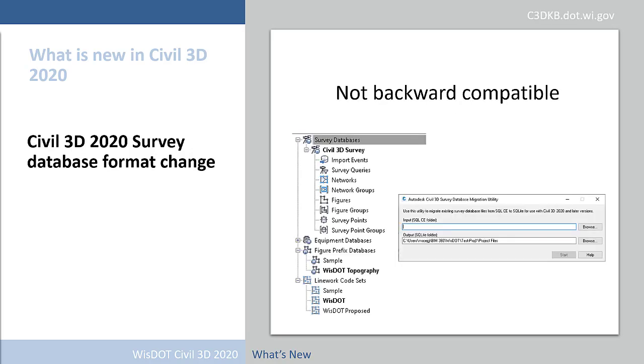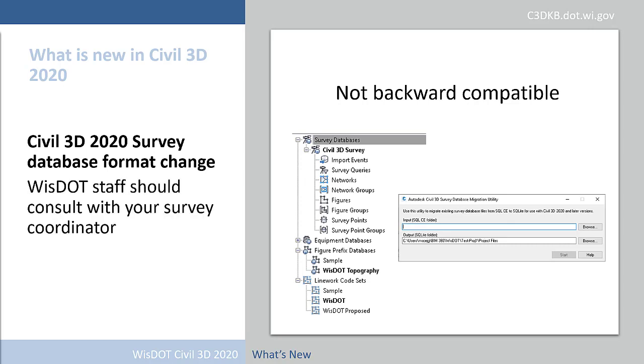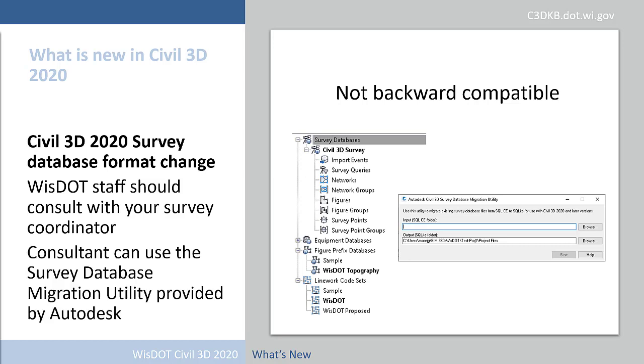That gets us to the part that is not backward compatible. The survey database in Civil 3D 2020 has changed and is not backward compatible. So WisDOT staff should consult with your survey coordinator before making a project in 2020. They'll be able to help you obtain databases and files you will need. Consultants can use the survey database migration utility provided by Autodesk. This basically saves the old database to the new database format.